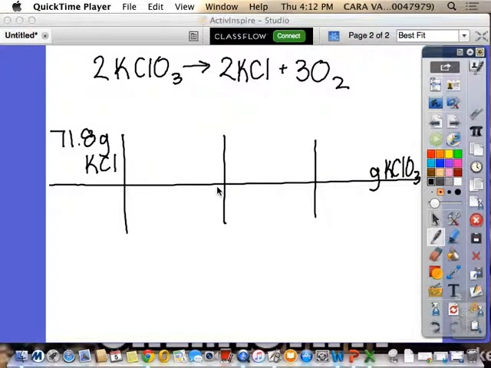Okay, let's go ahead and take a look at one more mass-to-mass problem, which is, again, what we did today in class. We see we've got a balanced chemical equation. We've got potassium chlorate decomposing into potassium chloride and oxygen. The problem gave us 71.8 grams of potassium chloride, and it's asking us how many grams of potassium chlorate would have started this reaction.